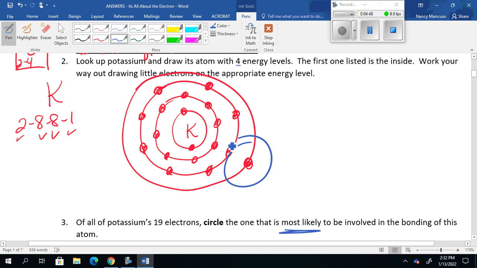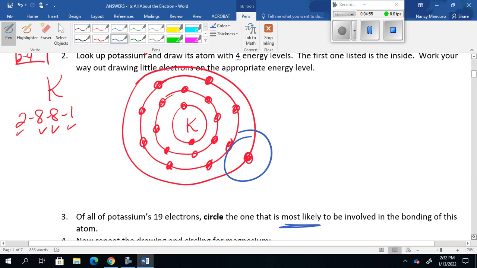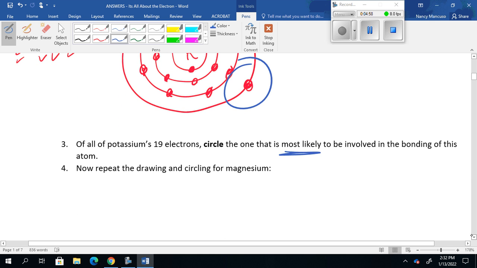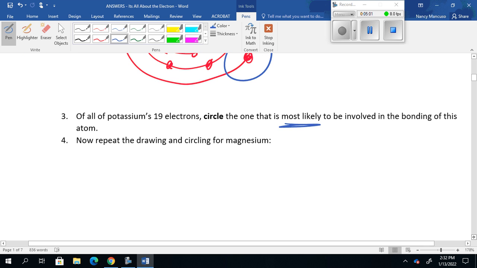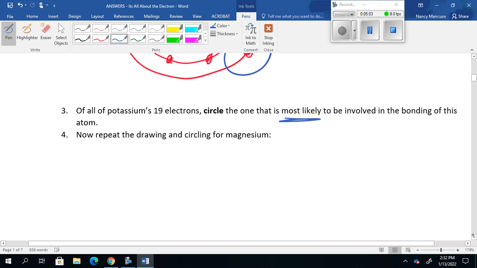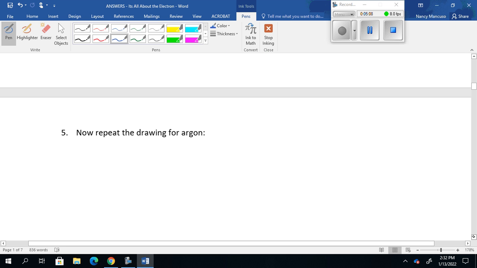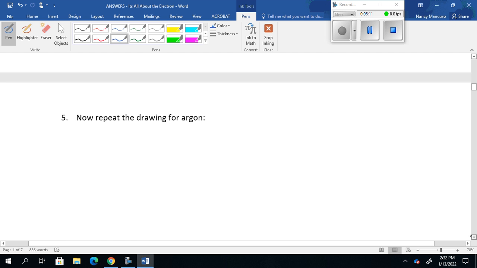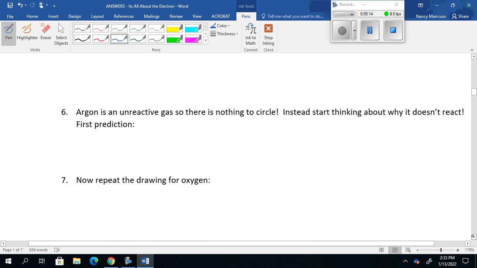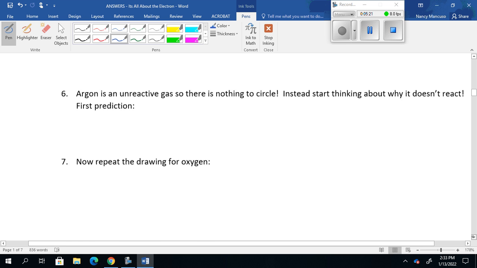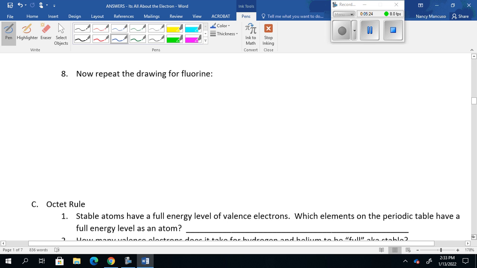That one is the outermost electron. So that is the one most likely involved in bonding of this atom. Now repeat the drawing for magnesium. So I want you to pause the video and go and do your magnesium drawing. Then I want you to do your argon drawing. And argon is unreactive, so there's nothing to circle. So instead, I want you to start thinking about why it doesn't react. And then I want you to repeat it for oxygen and fluorine.